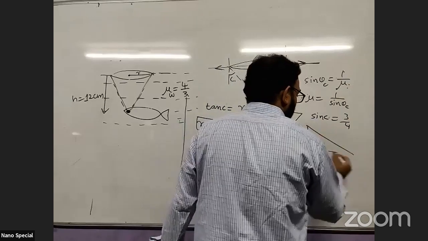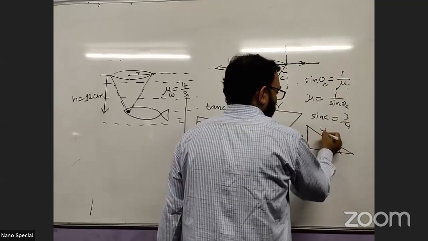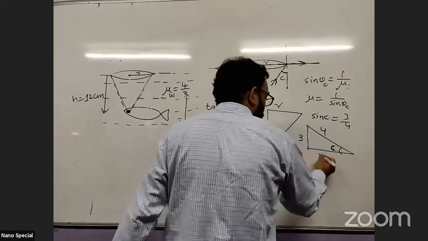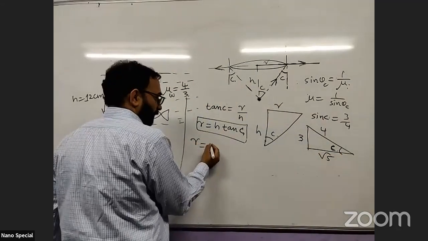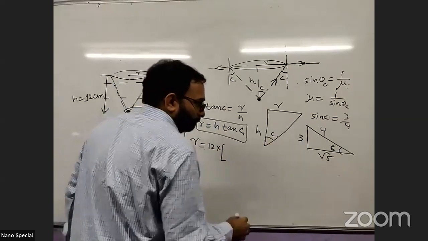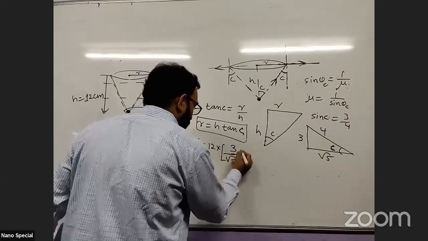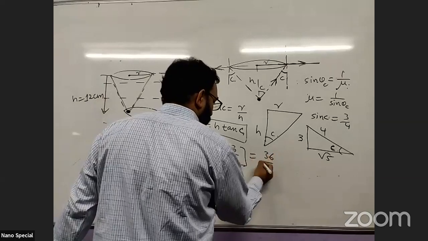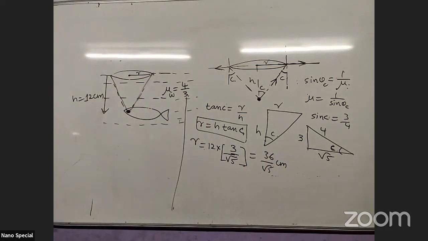So tan C value we can get. Sin C is 3 by 4, so the adjacent side, if you calculate, it will be root 5. Next, radius is equal to h, the height, 12 centimeters, into tan C. How much is tan C? 3 by root 5. So it is 36 by root 5, 36 by root 5 centimeters.